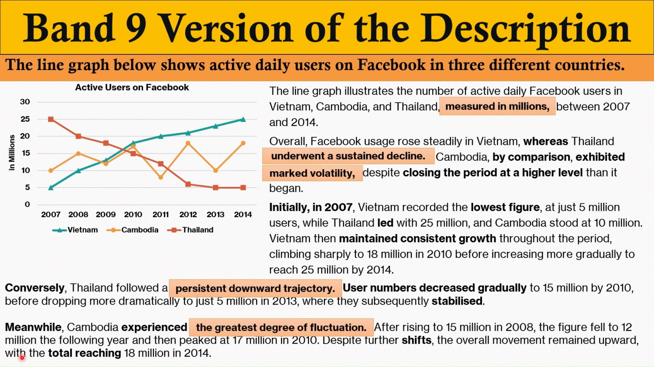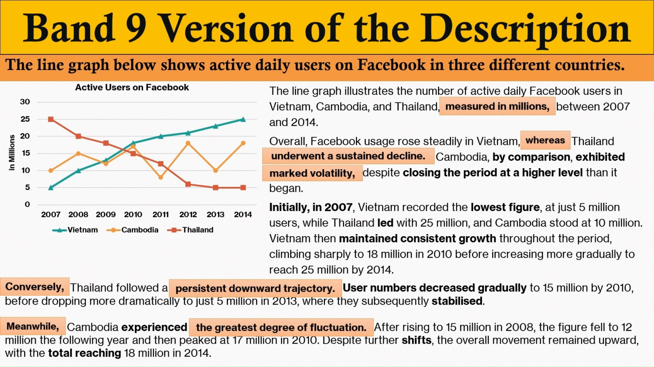We also see more subtle cohesion. Instead of repeating by contrast, we use whereas in the overview, conversely to introduce Thailand's trend, and meanwhile to transition to Cambodia. You can also notice the other simple changes which are in bold letters on the screen. These are not complicated words, they're simply more precise and varied. This is the key difference at Band 9. It's not about complexity, it's about control, accuracy, and natural variation.